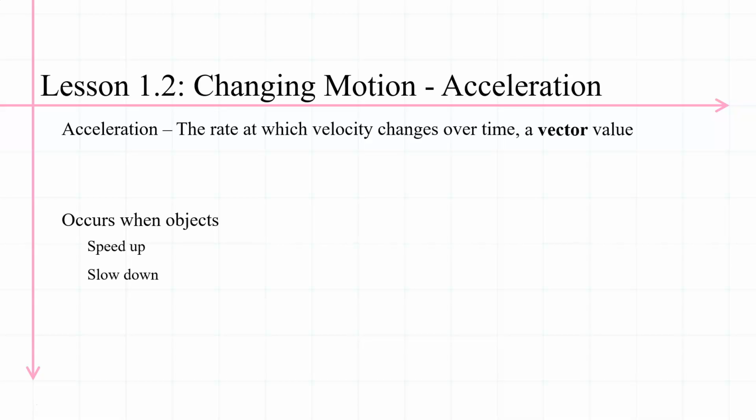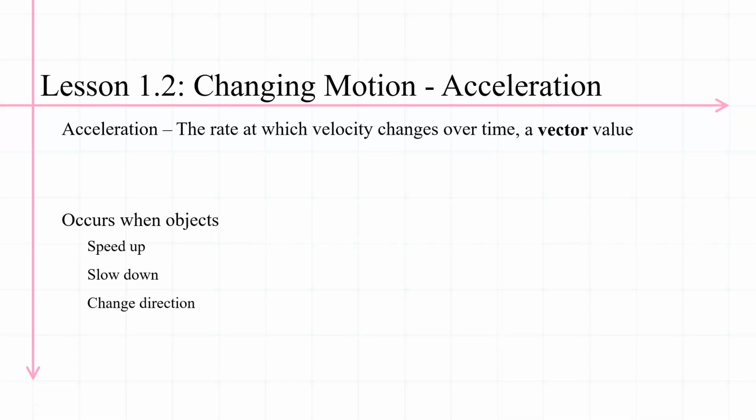In physics, we don't typically use the word deceleration. You'll hear it used sometimes just to emphasize that acceleration is negative. But acceleration can be used to talk about a negative acceleration or an object slowing down in physics too. So just because the word acceleration is used doesn't mean an object's speeding up. It could be negative and the object could be slowing down. And then lastly, acceleration also occurs when objects change direction. Because it's a vector value, anything that changes the velocity, including the direction that an object is moving, accelerates the object.